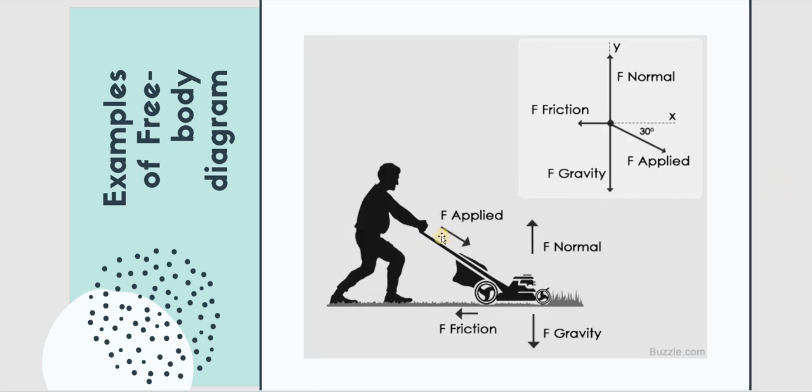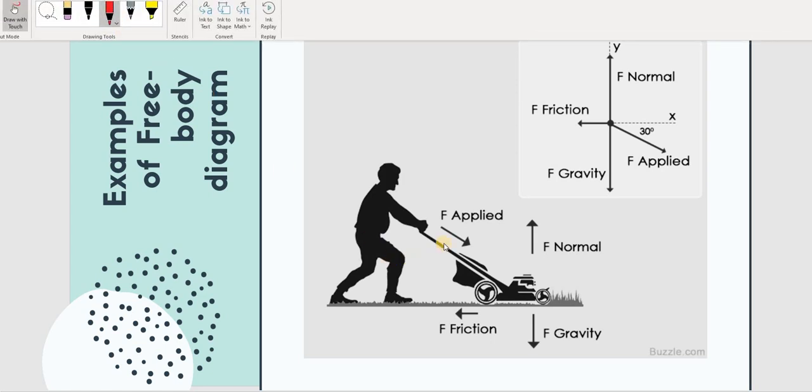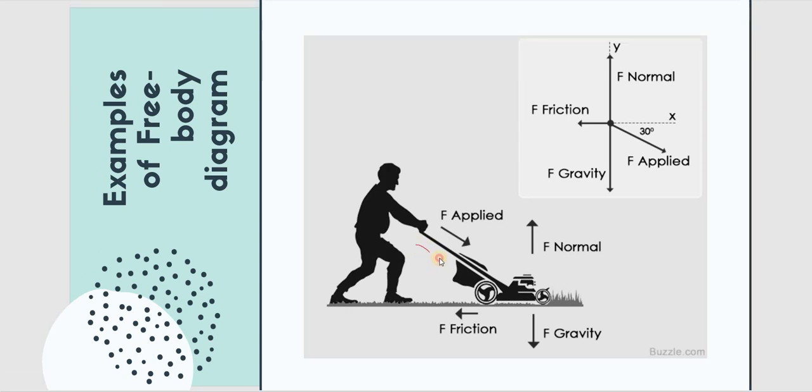Another example. If, for example, you are pushing this grass remover, here your applied force is going this way. There should be a meeting point for the forces, so we have this point, and this force pointing downward will be drawn here, because this is again the origin. So we have the normal force, the weight, the frictional force, and then the applied force.